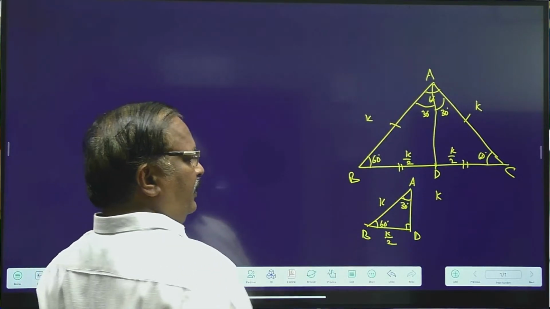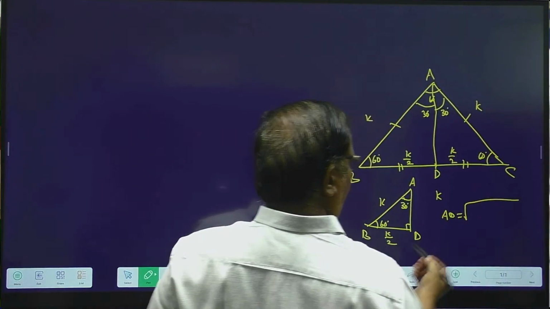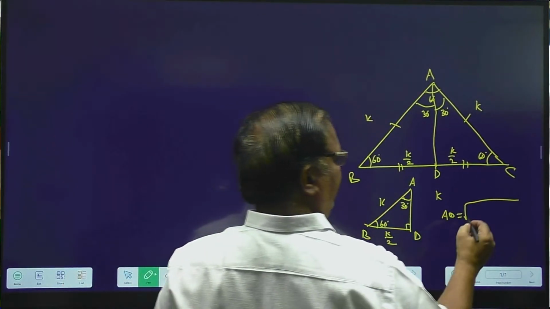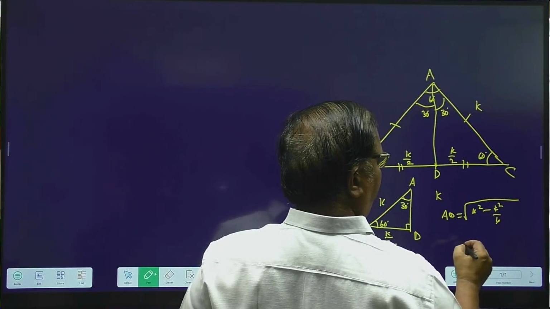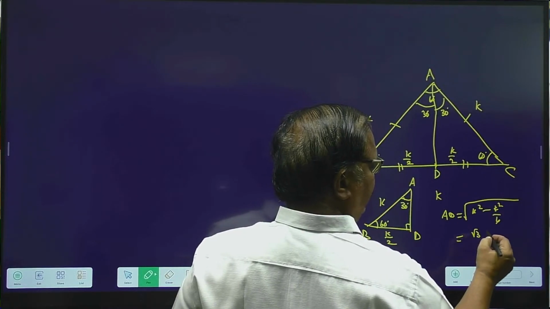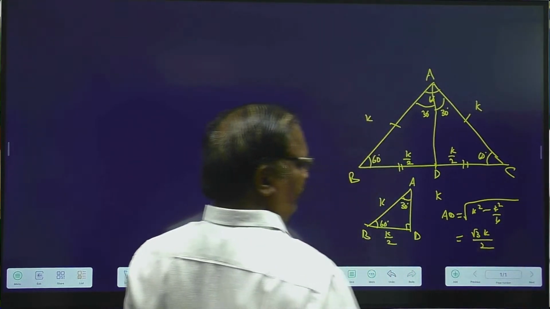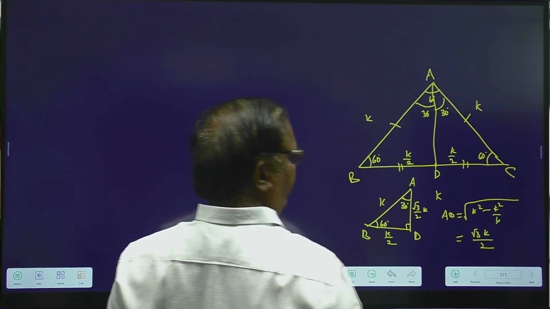So AD is equal to the square root of hypotenuse square minus square. So k square minus k square by 4. This is equal to 4k square minus k square by 4, 3k square by 4. So AD is root 3 k by 2.